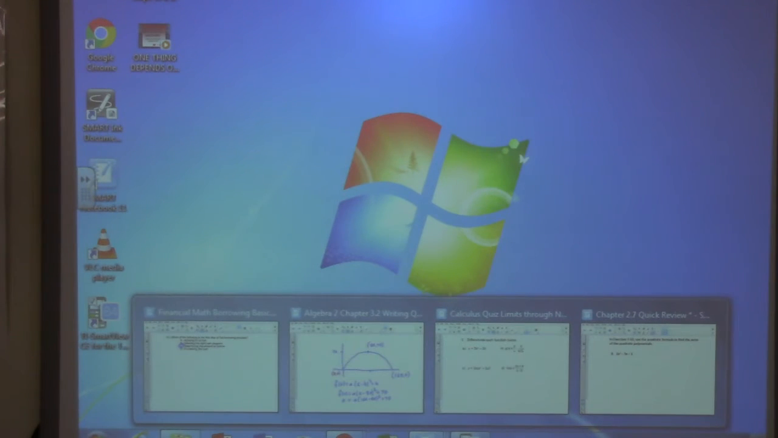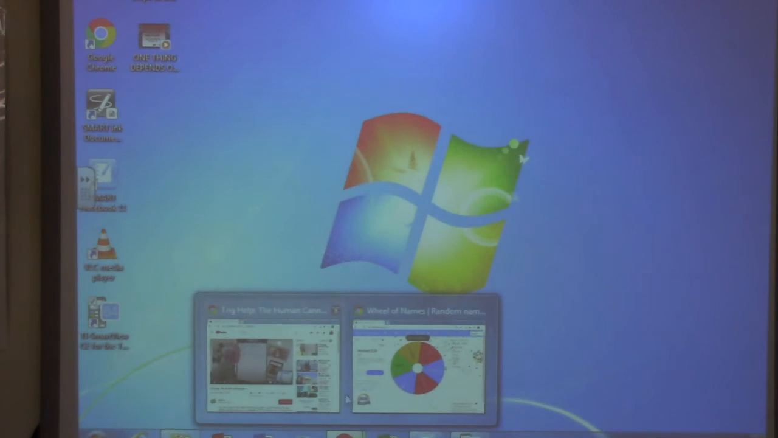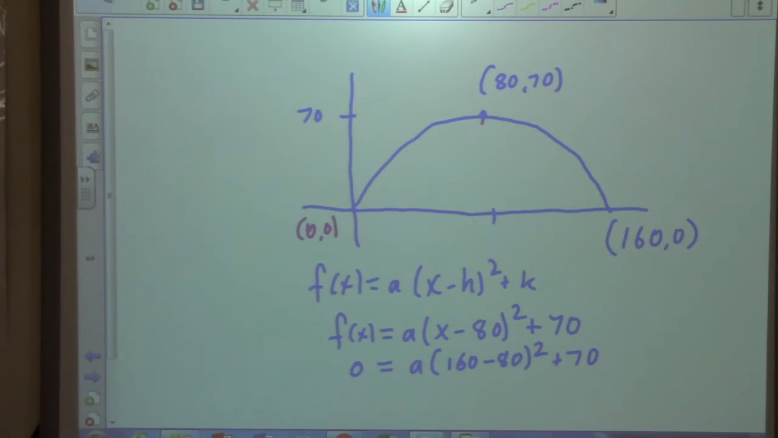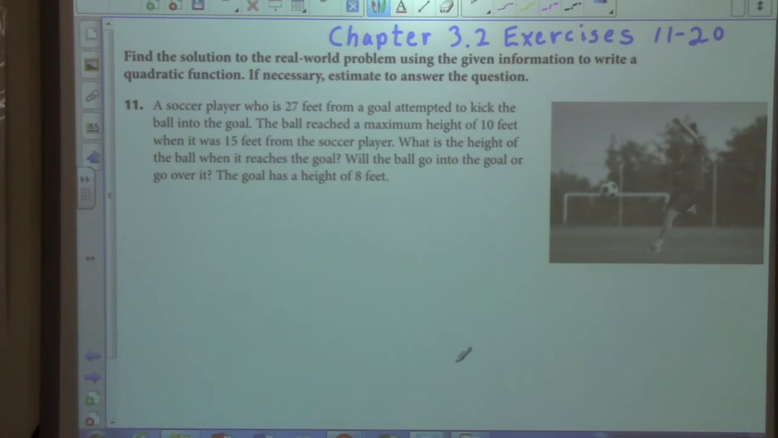And we come to problem 11 right here, okay, which is a soccer problem. Any soccer players in here? Benjamin, a soccer player, okay.